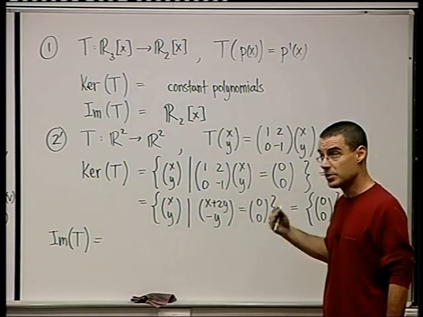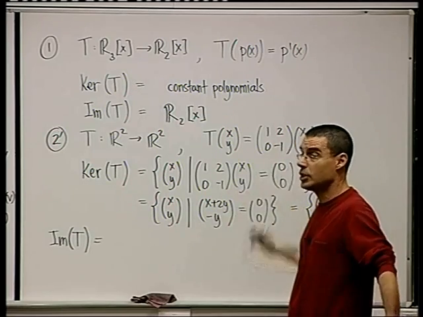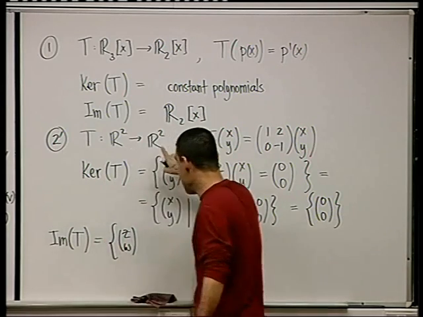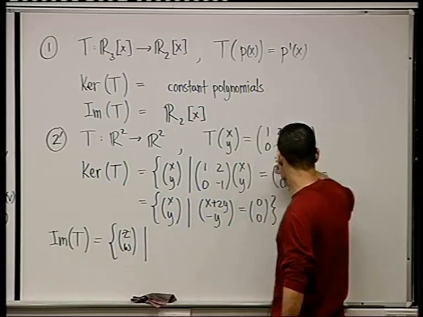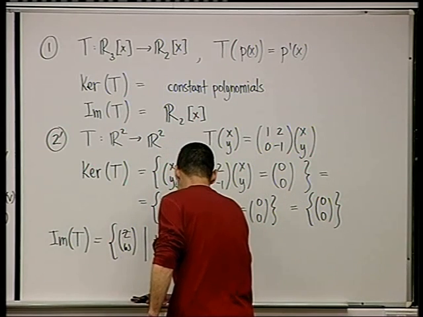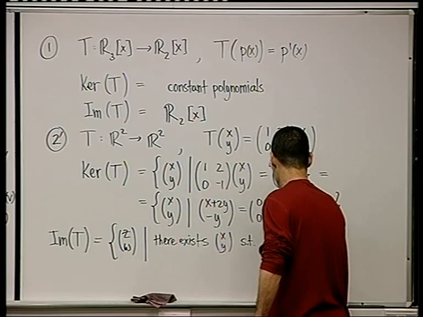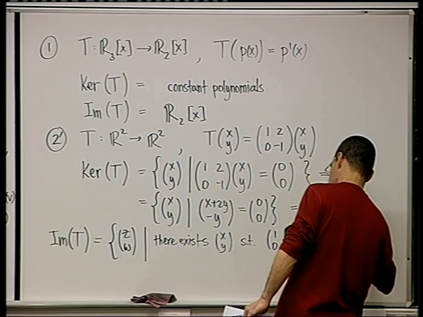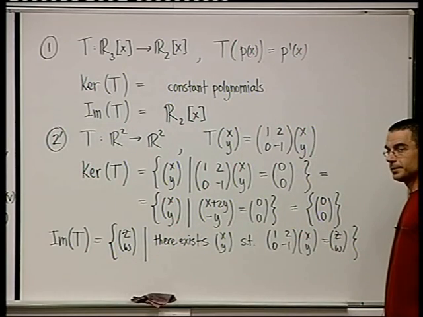It's true, but for now it's cheating. Let's calculate it. Let's see that that's in fact the case with the only tools that we have right now, and I don't see any theorem on the board. The only tool that we have right now is the definition. Let's see what the image is. By definition, the image is all the ZW in the range such that ZW is T of somebody here, such that there exists X, Y such that 1, 2, 0, negative 1 times X, Y equals ZW. Do you agree? That's saying that it's an image. It's T of something. Okay?